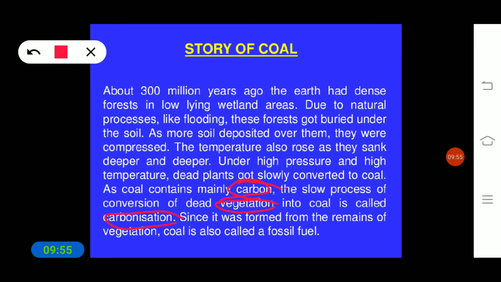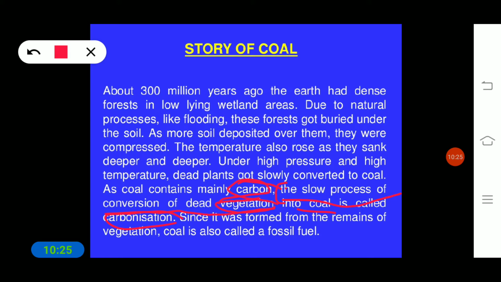into coal, what do we call this process? Carbonization. Okay, what do you mean by carbonization? The slow process of conversion of dead vegetation into coal, which we call carbonization. So which element is present in coal? That is carbon.